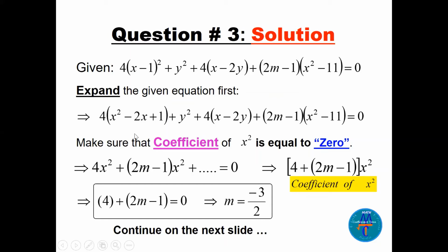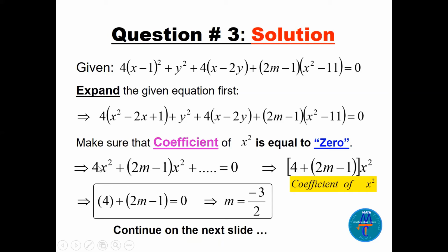I don't care about the x. I don't care about the number. I don't care about y squared. I don't care about x. I don't care about y. See, here I care. 2x minus 1 times m minus 1 times x squared. And the other one, I don't need it.